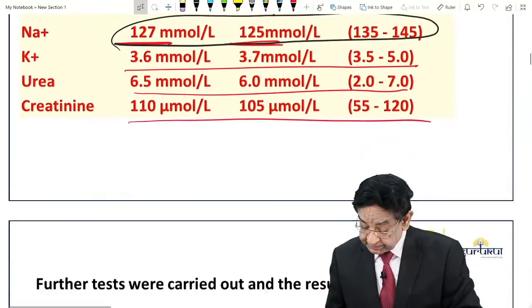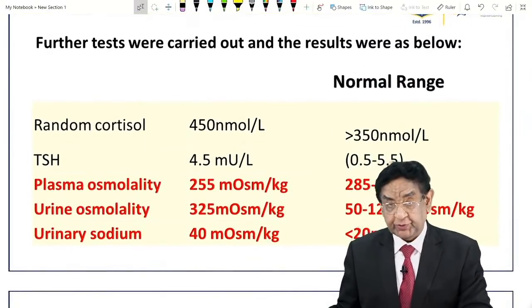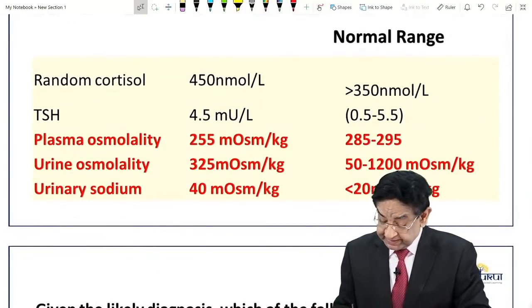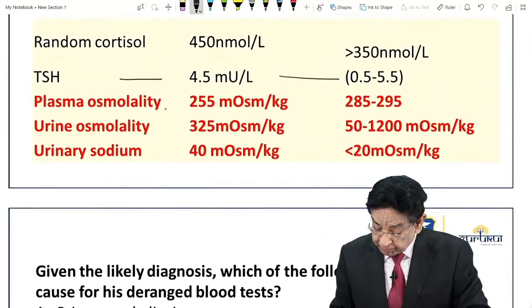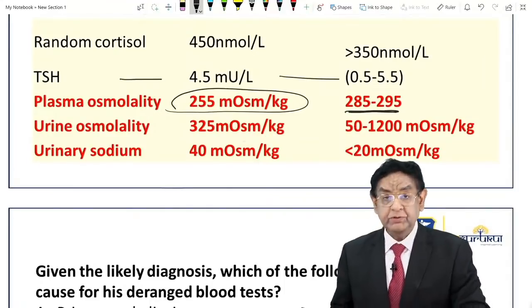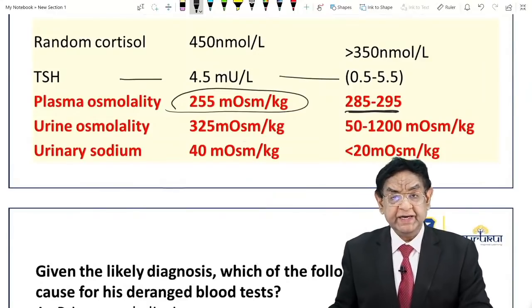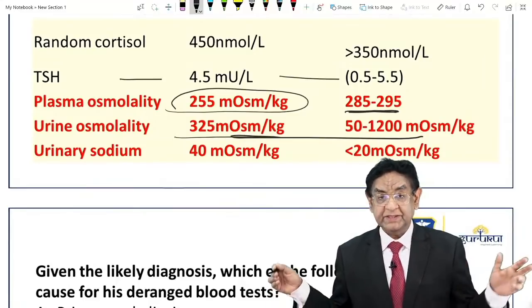Now additional tests were also done today. TSH is normal, and plasma osmolality is slightly reduced. We are getting hyponatremia and we are getting low plasma osmolality, urine osmolality is high. I think now by your basic concept, golden line to remember.